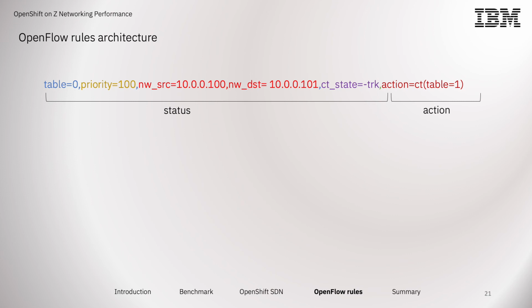Now we have talked a lot about Open vSwitch and OpenFlow rules. Let's have a look at a rule. We see here an example that is comprised of two parts, namely status and action. Status defines if a certain packet has a certain status, and then the action is applied.